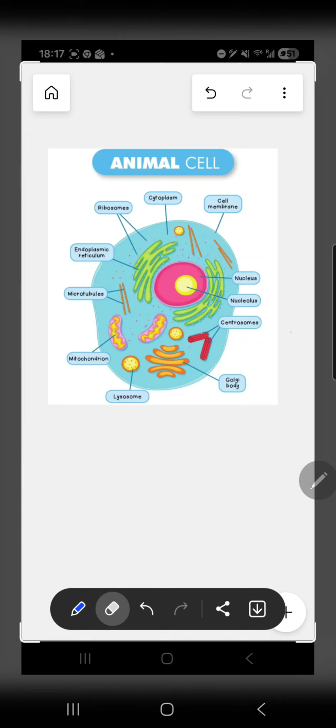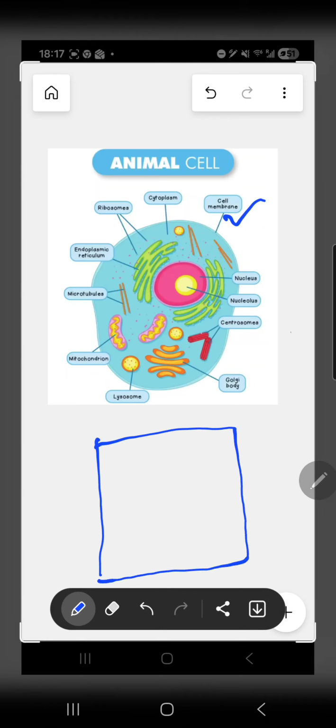So let's get started. This is an animal cell and I want you to imagine and see this like a mini city where each part has a special job to keep the city alive and running. The first thing is the cell membrane. Let me also quickly draw our mini city layout. So this is the mini city.